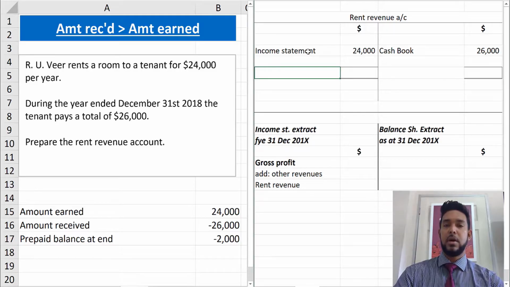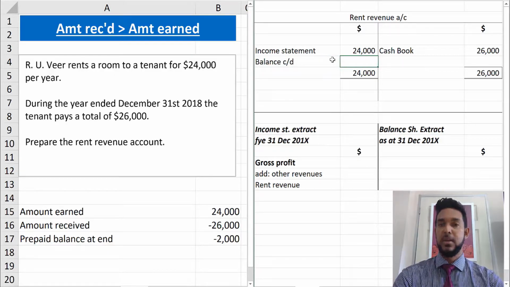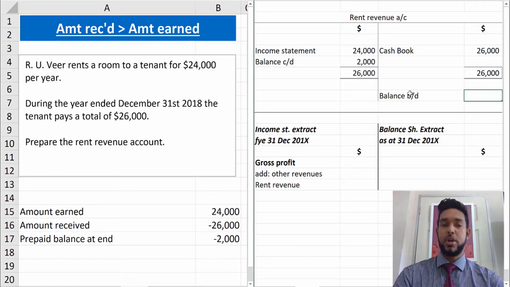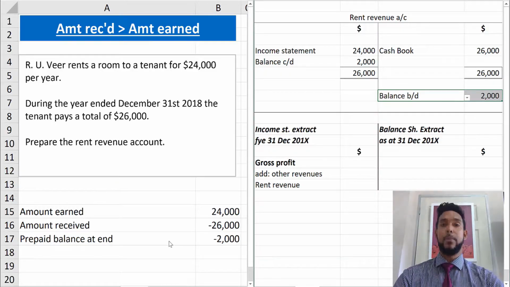So what's going to happen here now? We have 24,000, 26,000, which means that the balance must be carried down from this side. Now we need $2,000 to make this account balance, and it's going to be brought down on the credit side. And a credit balance at start implies a liability. And like we said, prepaid revenues are current liabilities because they represent amounts that we have to transfer in the future to some other party other than the owner, right?